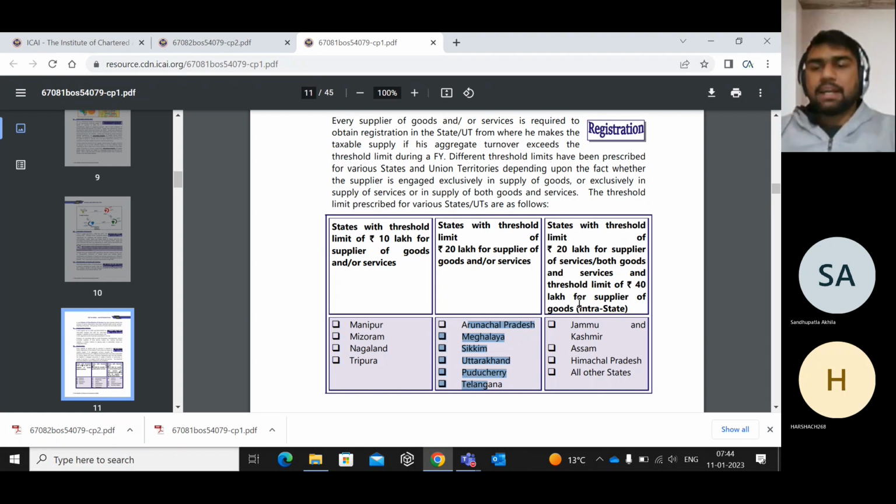Understood? Supplier exclusively involved in supply of goods, condition number one, only goods, and does not fall under these two categories. That means the state should not fall under MMTN and these six states. Then only the 40 lakhs threshold limit is applicable. If the person provides services as well as supplies goods, then the 40 lakhs threshold limit is not applicable. Only the 20 lakhs threshold limit is applicable.